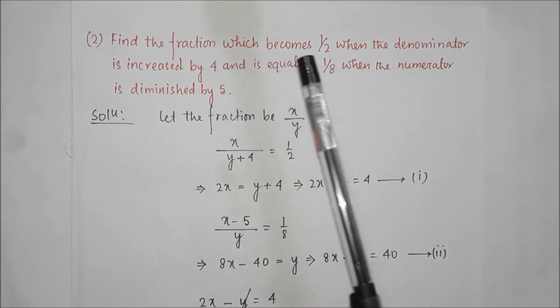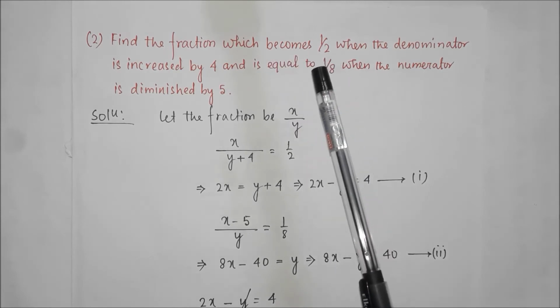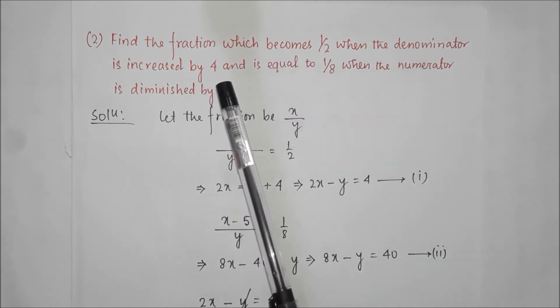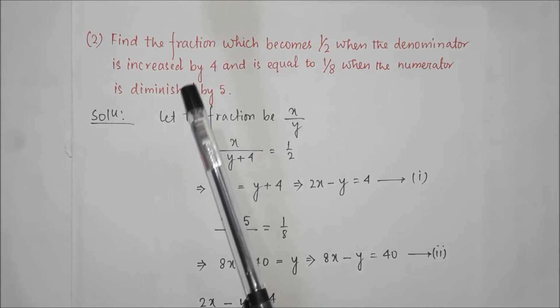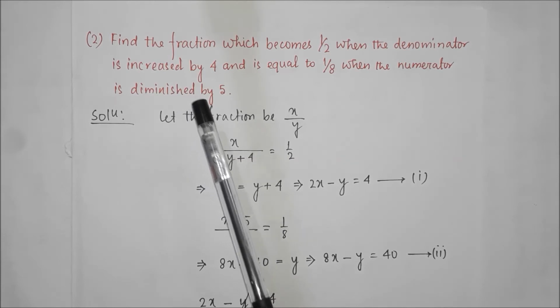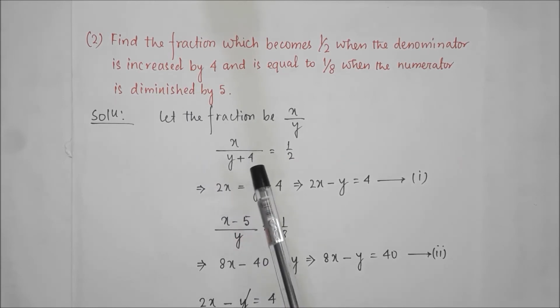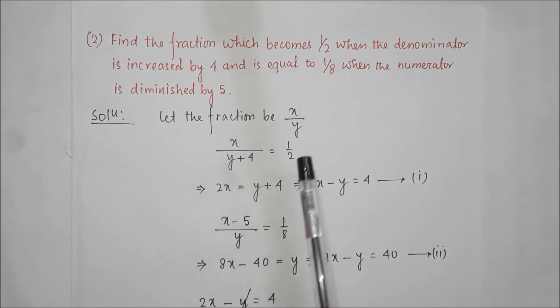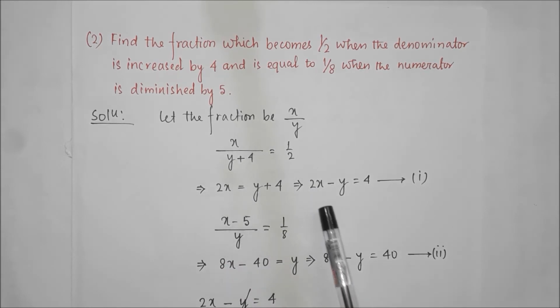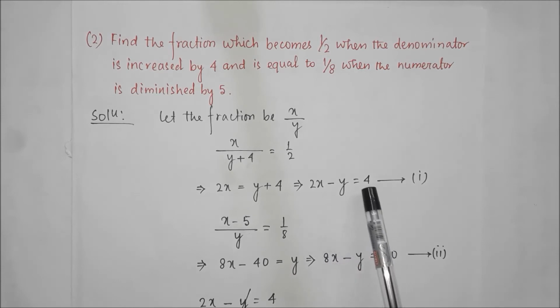So the first condition given is, fraction becomes half when denominator is increased by 4. Denominator is increased by 4 means numerator remains the same, as no information is given to you. So x by y plus 4 equals 1 by 2. Cross multiplication, simplify, you will get 2x minus y equals 4. This is our first equation.